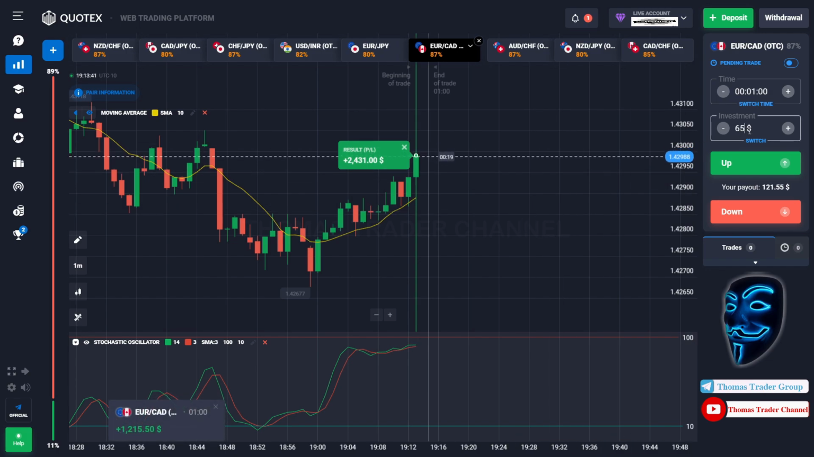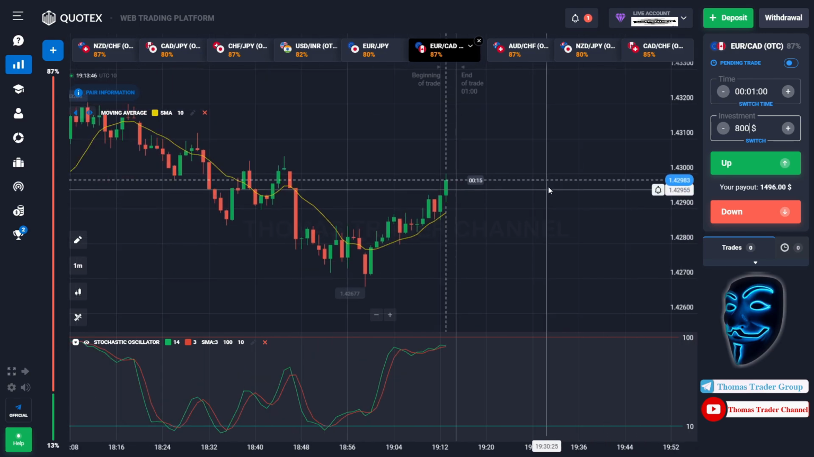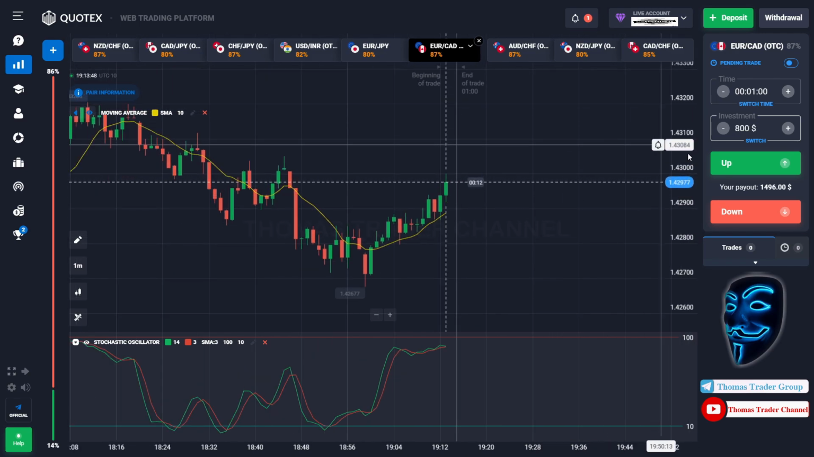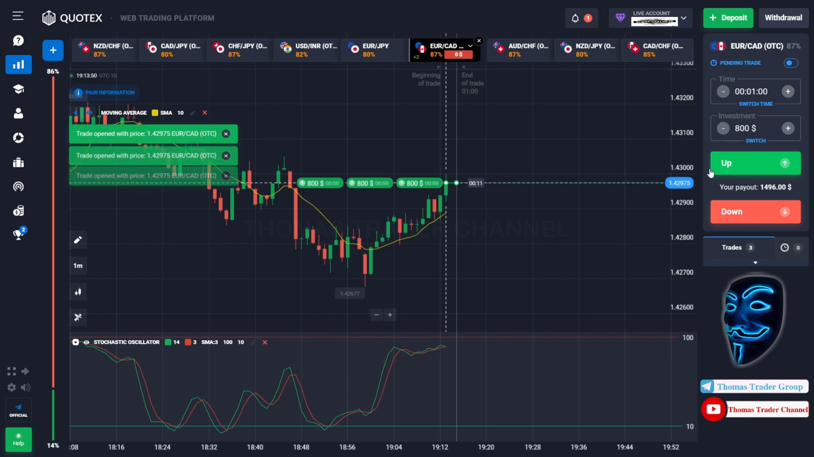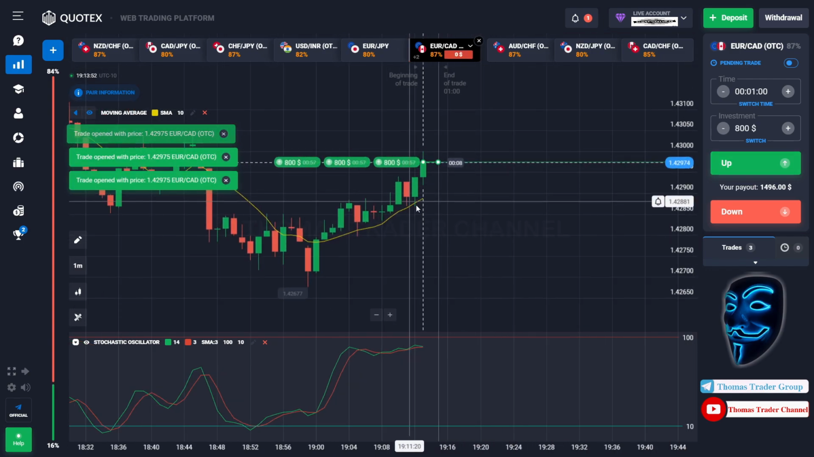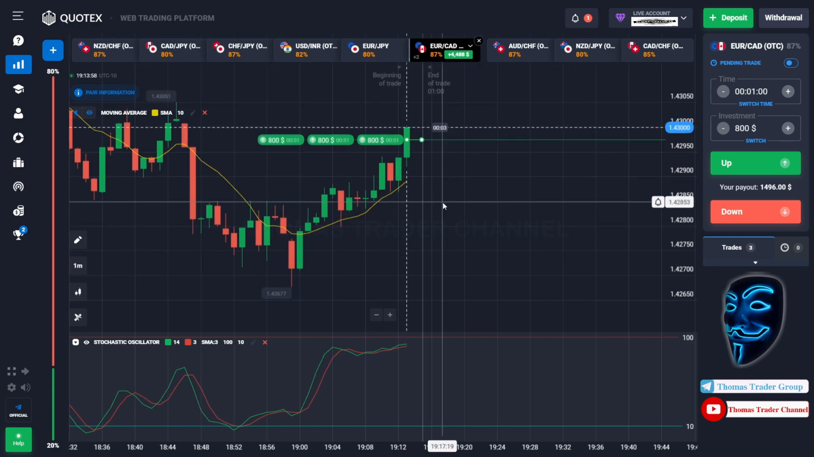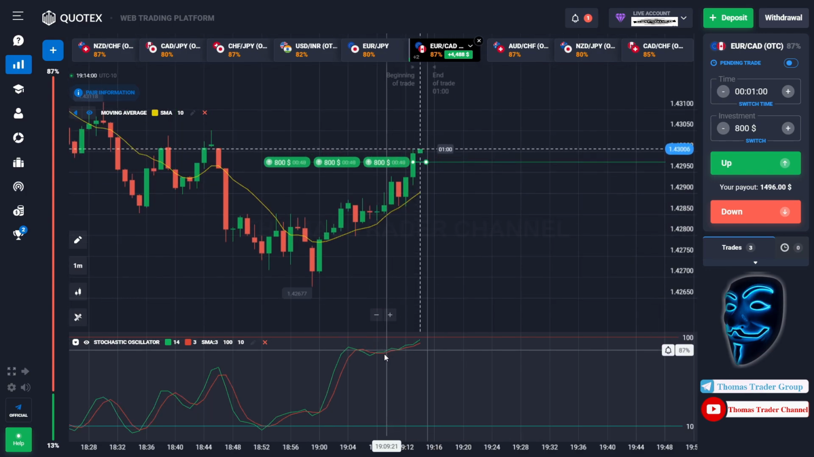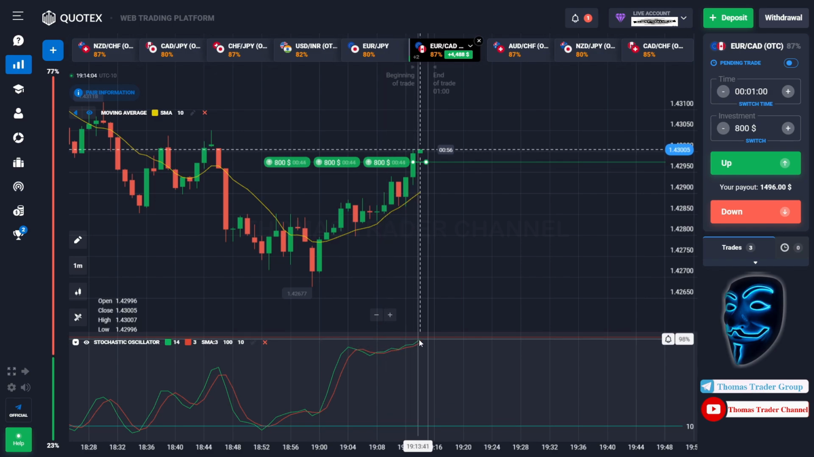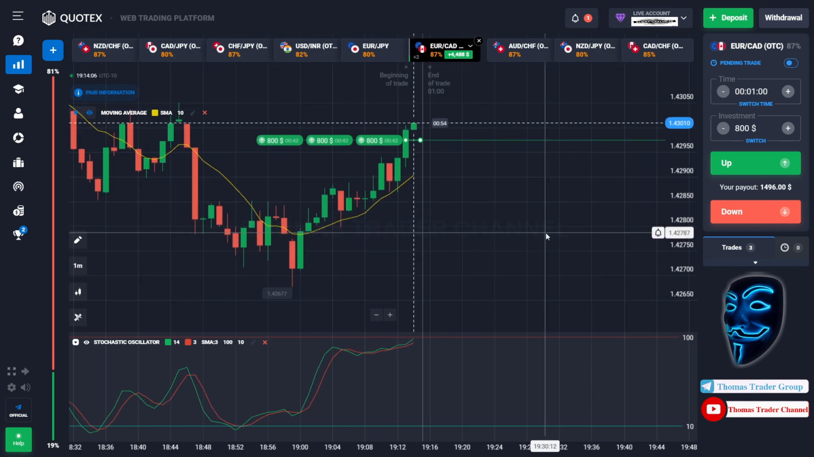Let's divide it into 3. We will open 3 positions of $800 in the next open position. And over here we still can open buy for 1 minute. As you can see, the market has just made a rebound on the moving average line. I'm sure that the market will still continue the bullish trend. And as you can see over here, the stochastic oscillator is also facing bullish trend. Let's prove it, and let's wait till the end of our trade.